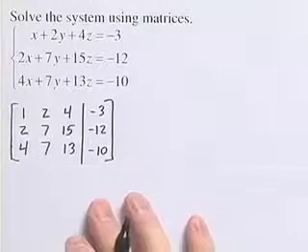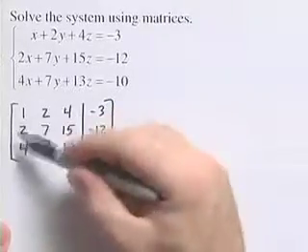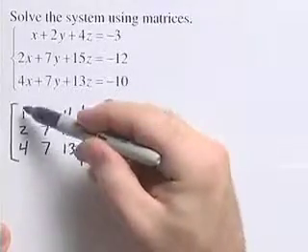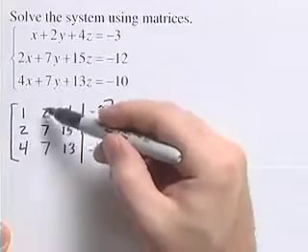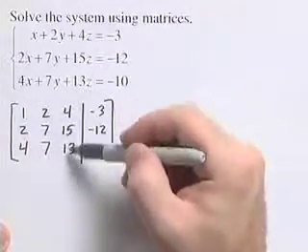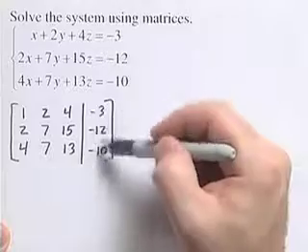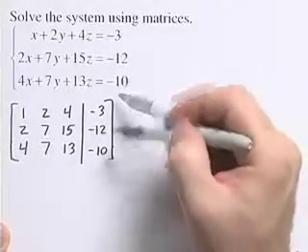Remember that the augmented matrix consists of two parts. We have all the coefficients for the variables. This first column would be the coefficients for x, then coefficients for y, then we have coefficients for z. Then this is the right-hand side, or our constant coefficient.